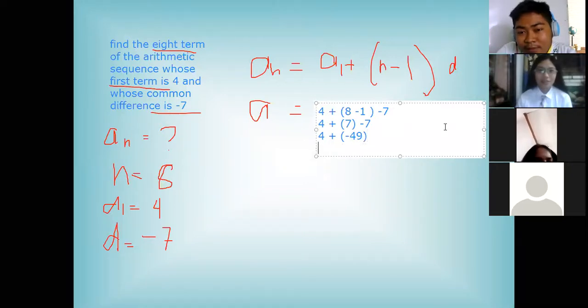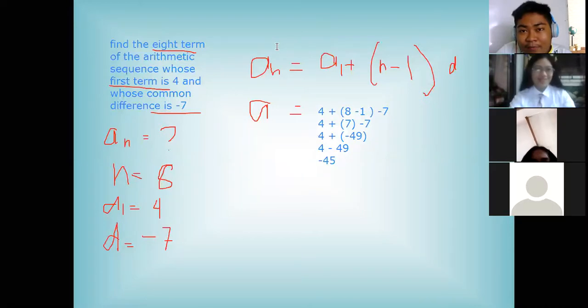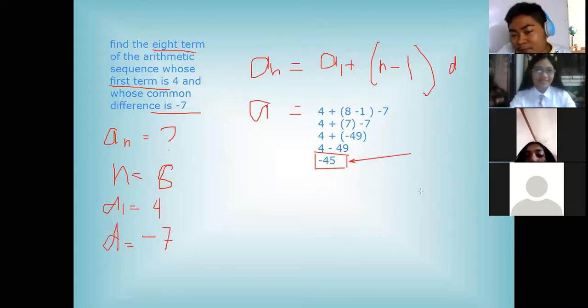And then, ayan, 4 minus 49 na siya. And ang final answer natin, or ang a_8, is negative 45. Nakuha? So, I mean, that's a_8, I should say, or that is the 8th term.